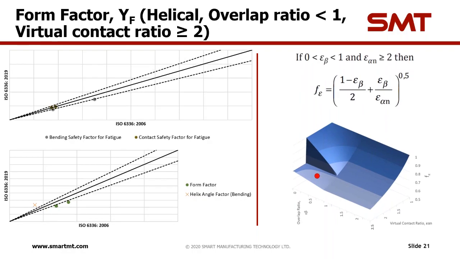So this is another helical gear, again with overlap ratio less than 2, but now we are looking at a virtual contact ratio greater than or equal to 2. For most of the cases, the bending safety factor is quite close to its previous value, with some possible decrease in it.